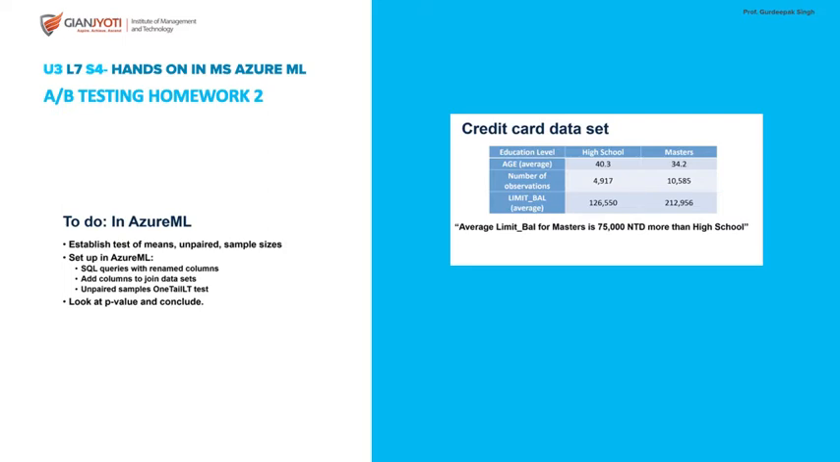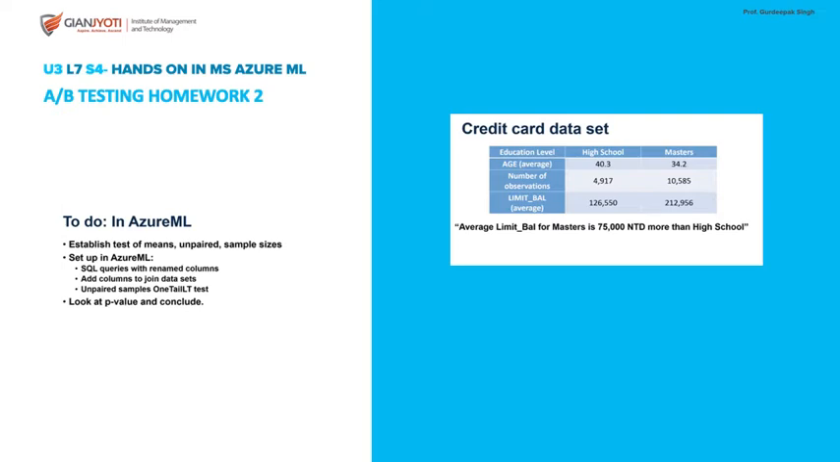So what I would like to check is whether the statement we are giving here is true or not: the average limit balance for masters is $75,000 more than for high school. If you look, 1,26,520 is the limit balance mean for high school, and 2,12,956 is the average limit balance for masters. So if I see the difference, yes, it looks like more than 75,000. So is that statistical noise, or can I vouch for this statement? That is what we need to do.